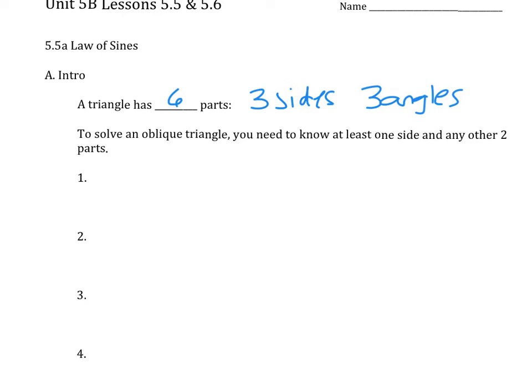Okay? So to solve an oblique triangle, you need to know at least one side and any other 2 parts. Okay, you have to have a side of a triangle. If you have angle, angle, angle, you can make any triangle. You can make a small, teeny triangle that has the same angles as a huge triangle. They're similar, but they're not congruent.